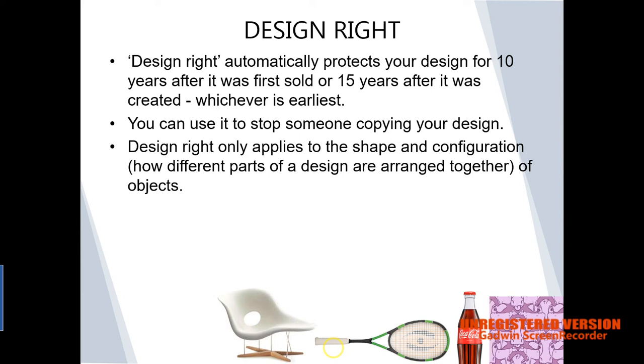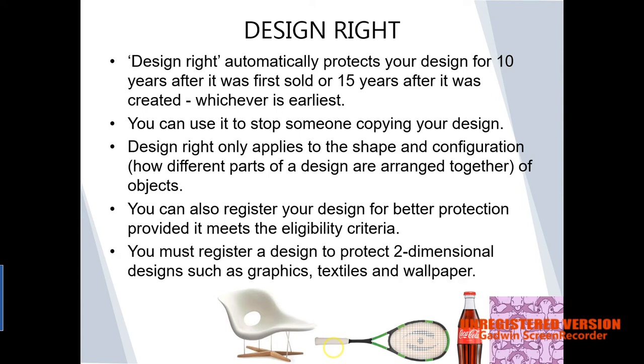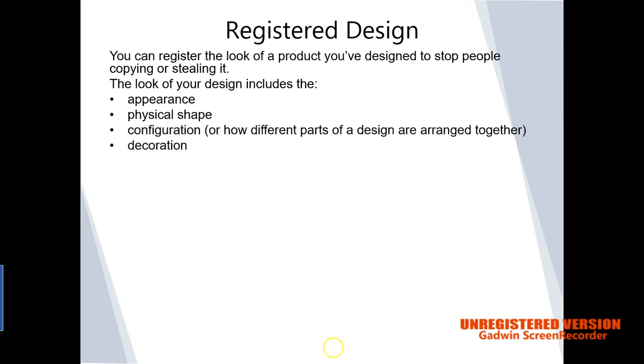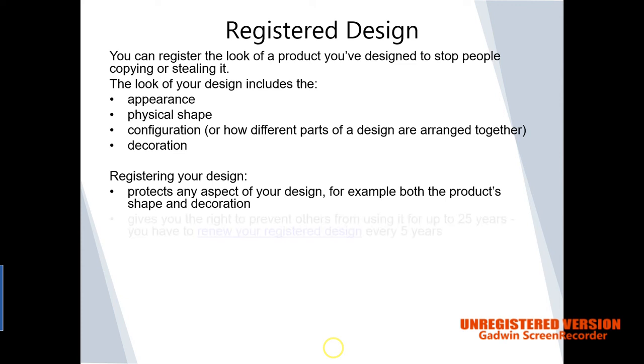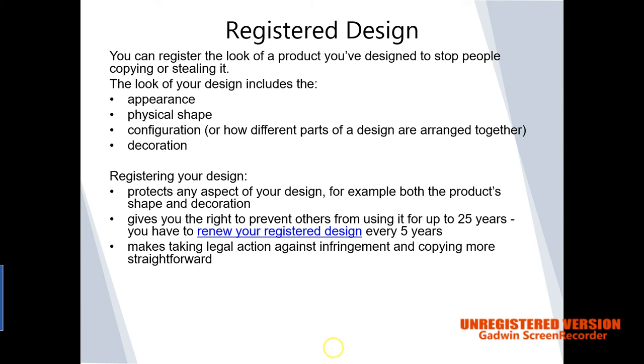Okay, so how objects may be arranged, you can register it for better protection as long as it meets the eligibility criteria. And you must register a design to protect things like graphics, tiles and wallpapers. That's one of the easiest things to maybe copy. When we register it, it becomes a registered design. So it protects, based on appearance, physical shape, configuration, decoration. And again, it's slightly different. You have to pay for it and you have to renew it every 5 years to keep it running. So if you forget to do it, someone will nip in there and make a copy of it.